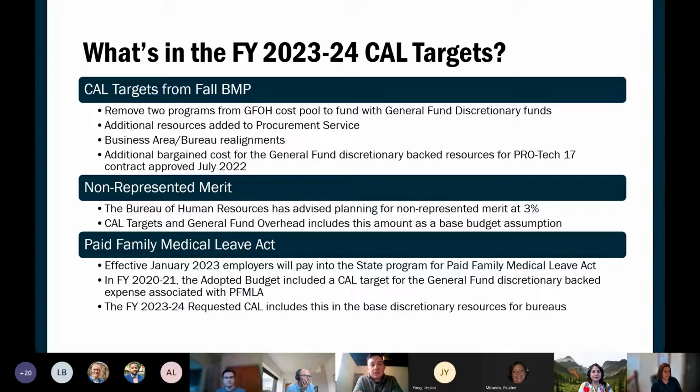Non-represented merit, we have advised and have been planning for a 3% non-rep merit. And so there will be an allocation for that in Cal. So Cal targets in general fund includes that amount as your base budget assumption. And then, as I mentioned earlier, the Paid Family Medical Leave Act, which will be effective January. We had this as a policy set aside, and we basically now have moved it and actually dispersed it among bureaus based on your employees.